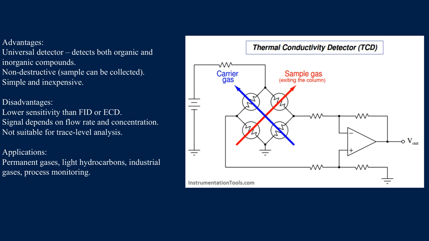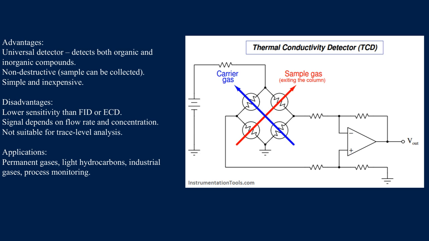As for applications, this detector is well suited for analyzing permanent gases, light hydrocarbons, industrial gases, and for process monitoring. Its broad applicability makes it a valuable tool in various industrial and environmental contexts. Overall, understanding both the strengths and limitations helps us decide when and how to best use this detection method in our work.